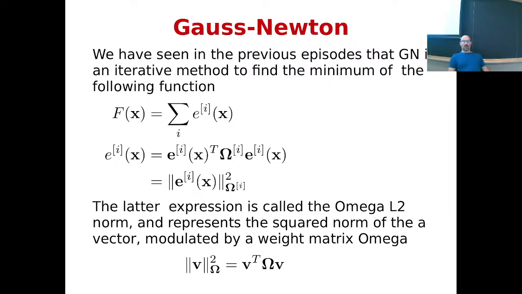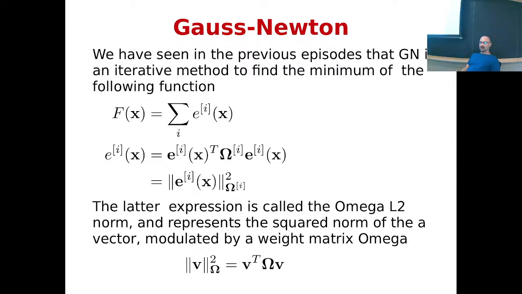So, at the very end, what we are interested in when approaching a problem with Gauss-Newton is to minimize a function f, which is the sum of many scalar errors denoted in this slide with e_i.